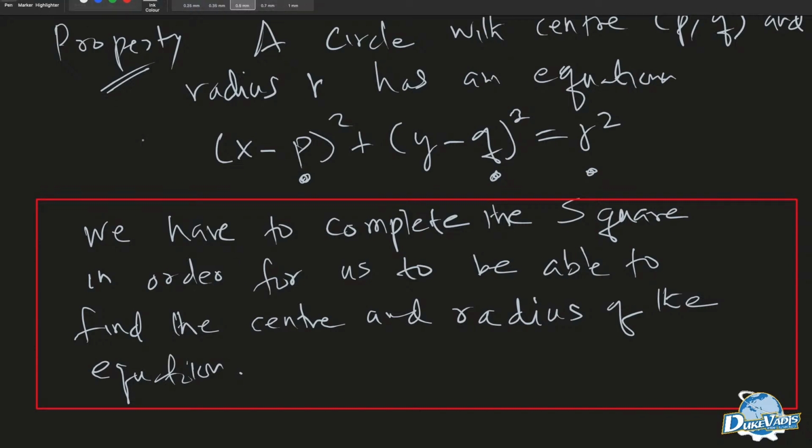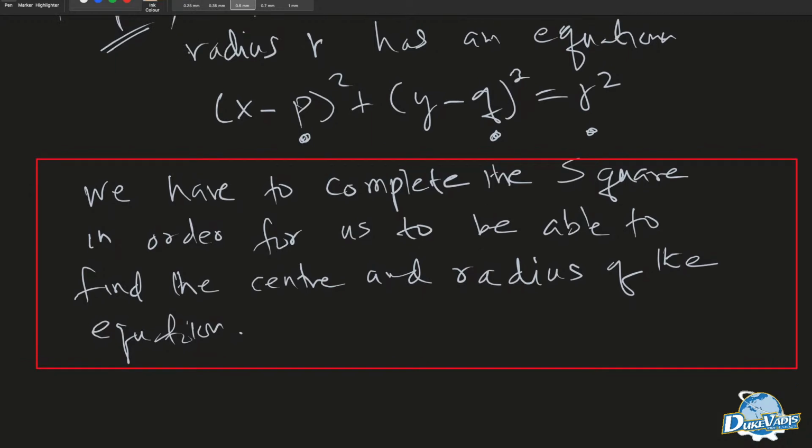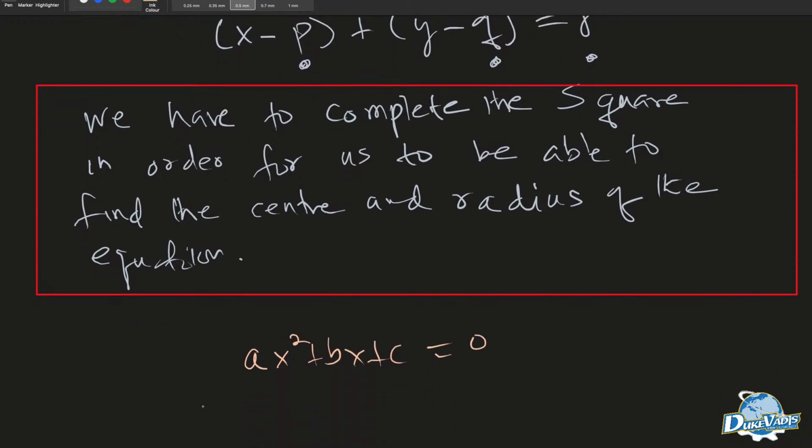When we talked about quadratic equations some time back, we know the quadratic equation in general is given as ax squared plus bx plus c is equal to 0. From that we're able to derive this equation that says x is equal to negative b plus or minus square root of b squared minus 4ac, all over 2a.